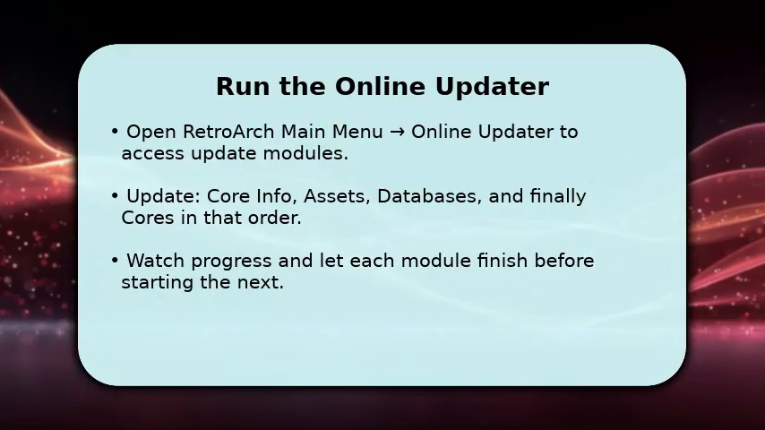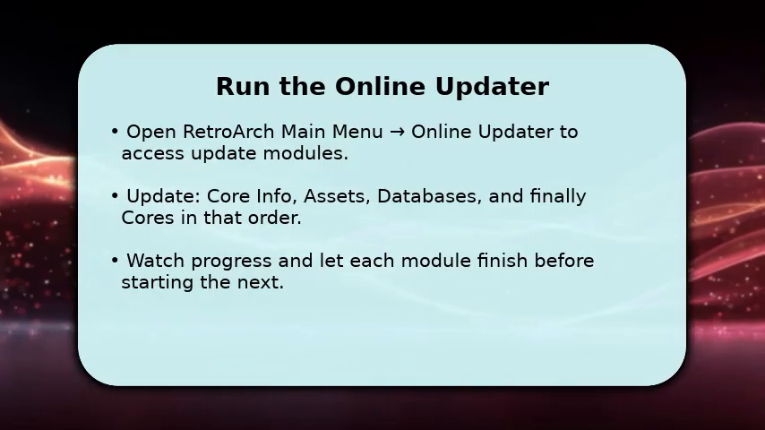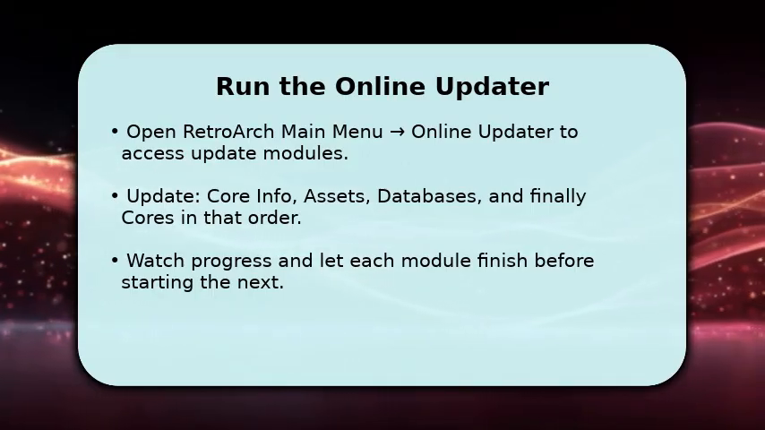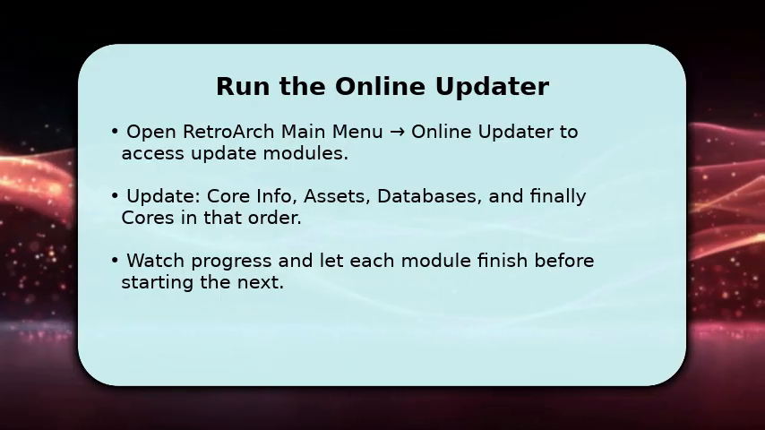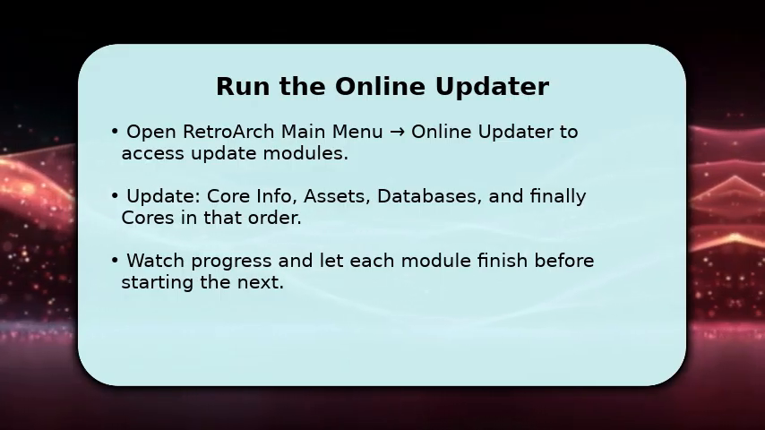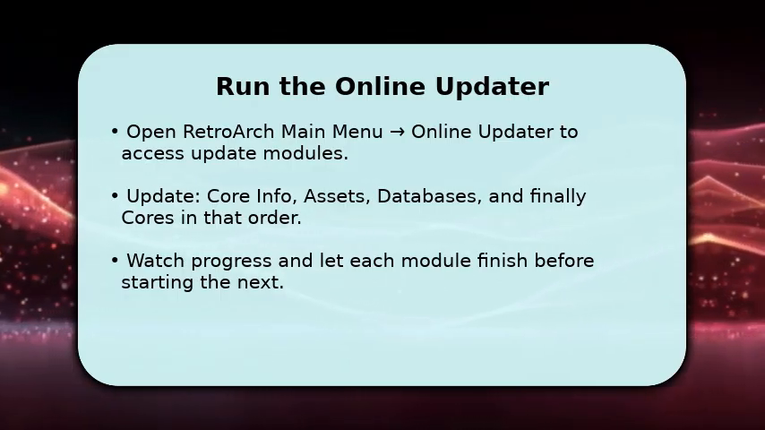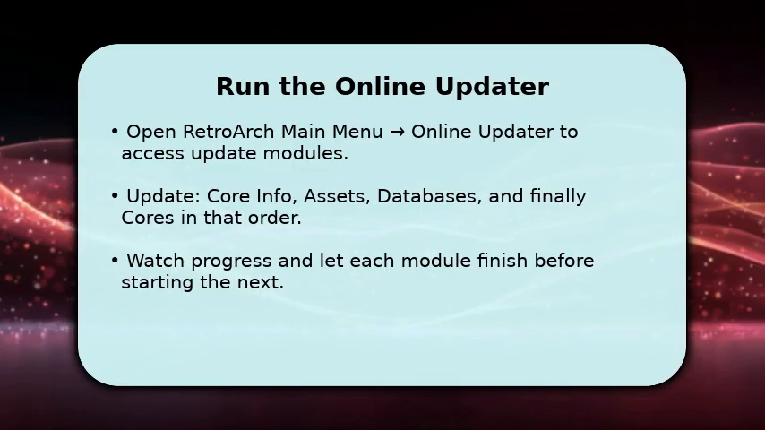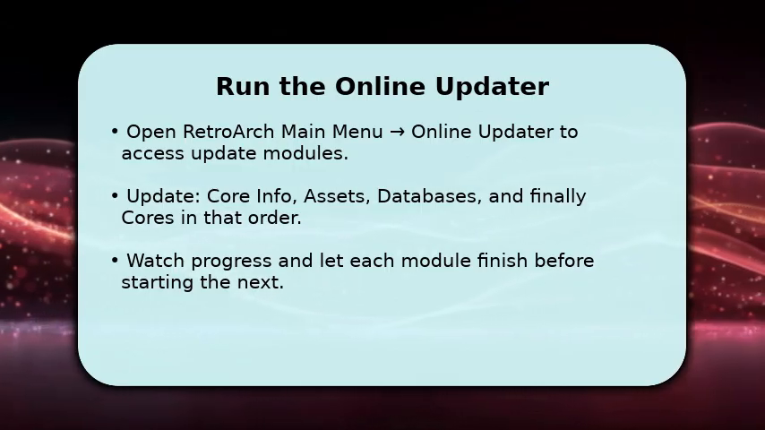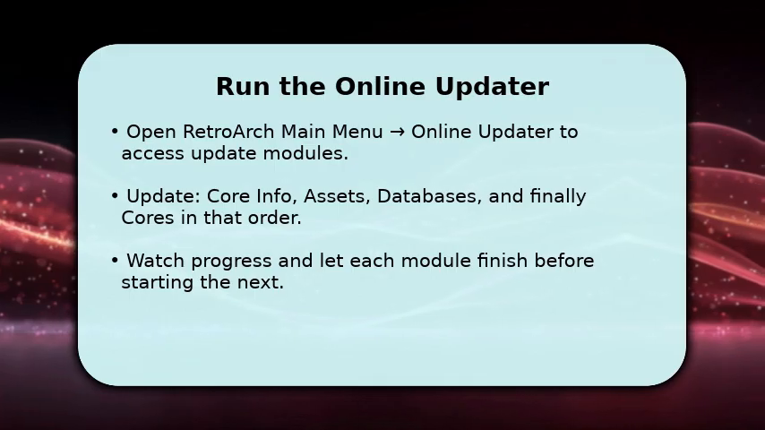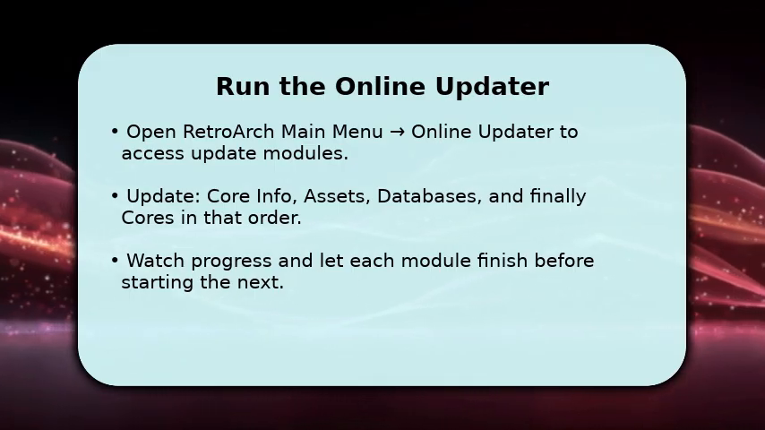You open Retroarch and go straight to main menu, then online updater. Begin with update core info files because cores depend on that metadata. Next, run update assets and update databases to pull artwork and playlists. Only after those complete do you run update cores. This ensures cores install correctly and match your metadata.